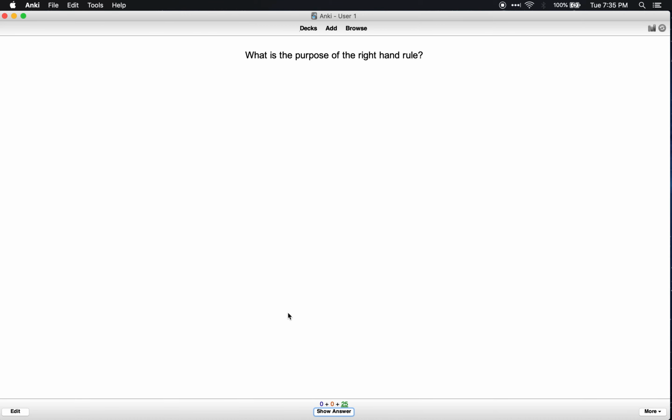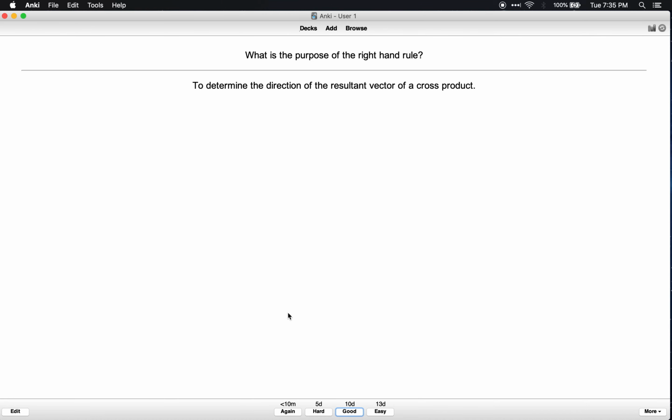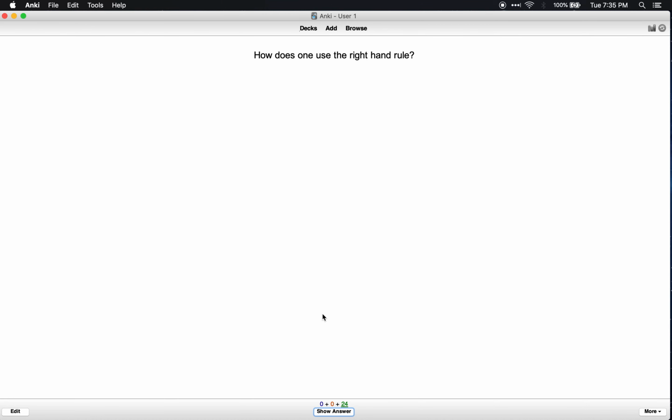The purpose of the right-hand rule is to figure out the vector product, from the dot product. Right, dot product? No, cross product. How does one use the right-hand rule?